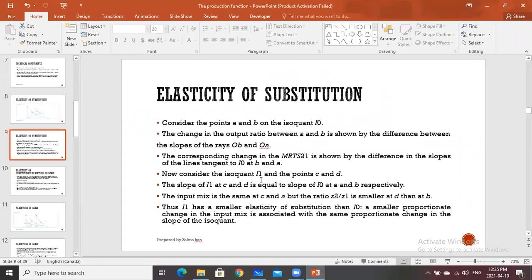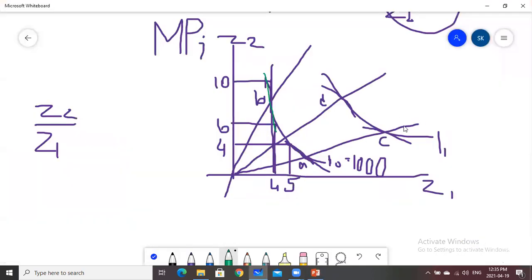Now consider the isopoint I1 and the points C and D. The slope of I1 at C and D is equal to the slope of I0 at A and B. That is, it is saying that the slope of C and D are equal to the slopes of A and B. Again, over here we have these straight lines which are tangent to the isopoint curve, and over here we have a slope. यहाँ पे slope क्या हमें बता रहा है? Z2 by Z1. कितना Z2 हमने substitute किया for Z1.